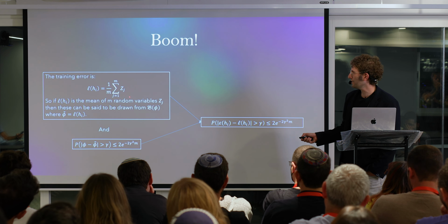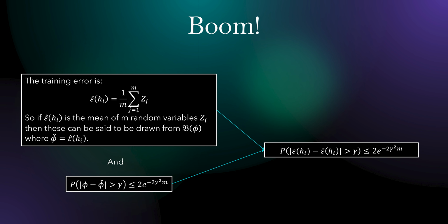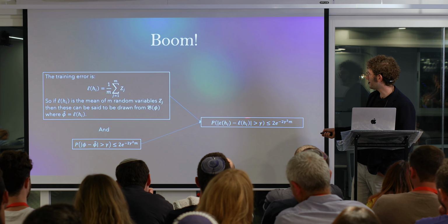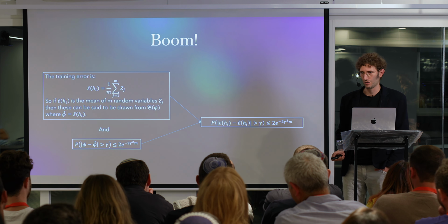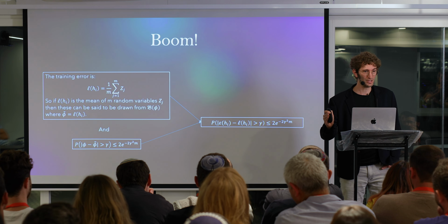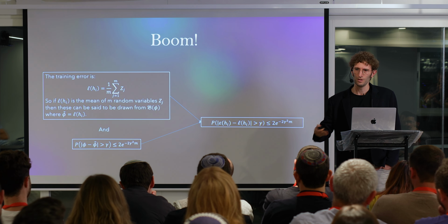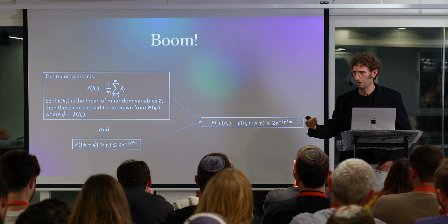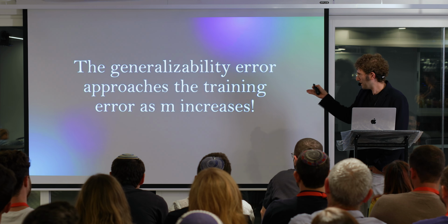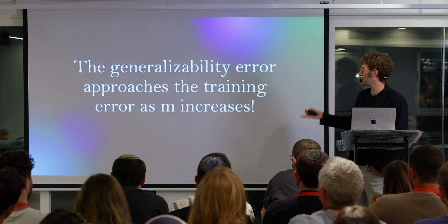Okay, so our training error is this. And using this Hoeffding inequality, we can just plug it in. The distance between our real error and our training error can be no greater than gamma. And the probability of getting such an error is less than this expression, which is nice. It told us that as m increases, for a particular realization of our model, our chances of getting an error greater than some value goes down as m goes up. So basically, this is exactly what we said. The generalizability error approaches the training error as m increases.